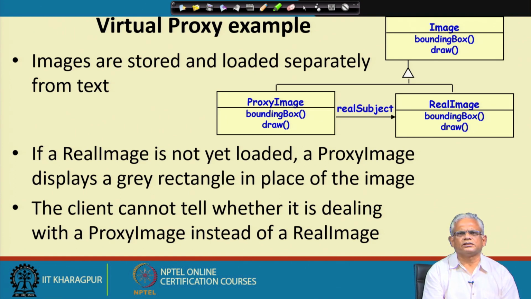As you change the page, you might find that initially some of the images appear as gray boxes or gray rectangles, and those are the proxy, and they are trying to load the real image because it has become viewable, and as soon as the real image is loaded, you can see the real image.